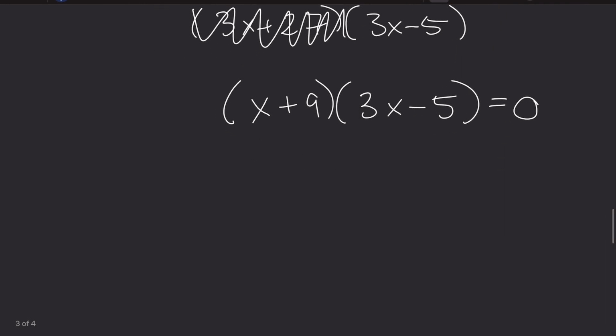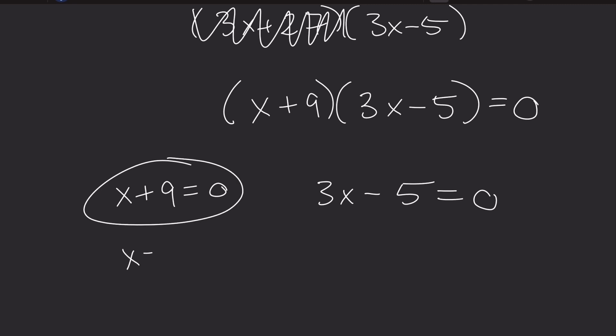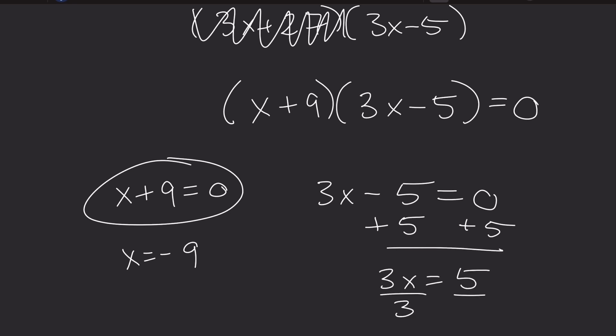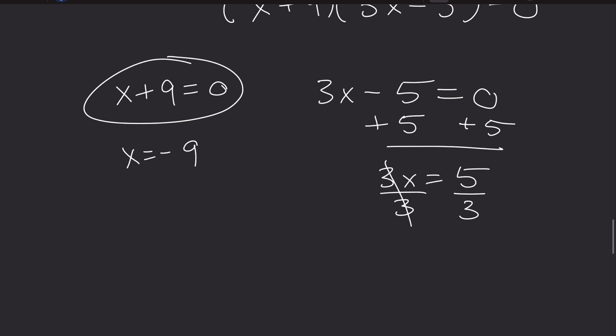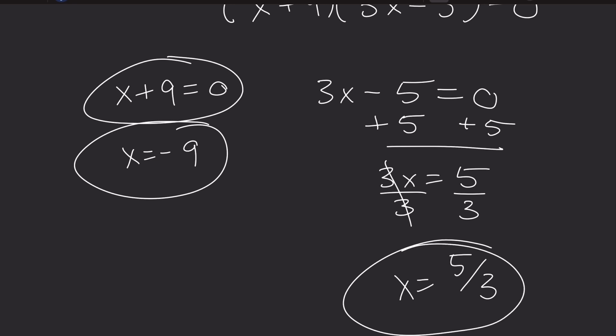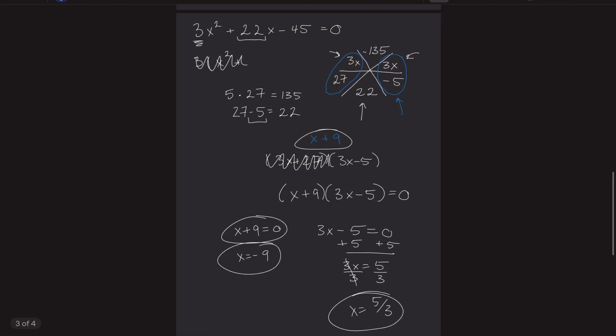Now, if we want to solve, we'll put x plus 9 equals 0 and 3x minus 5 equals 0. Solving this one, x is going to equal negative 9. Over here, we'll add 5. That gives me 3x equals 5. Divide by 3, divide by 3. We'll get that x equals 5/3. So these are my two solutions to this trinomial.